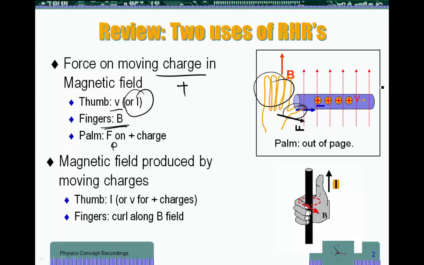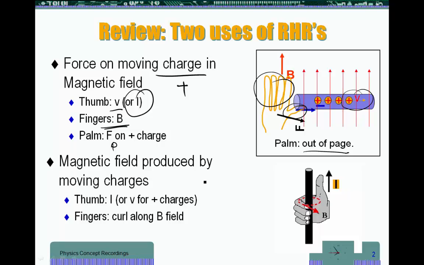Now, for example, what we have here in the picture, I have positive charges moving towards the right. We have the magnetic field upward, parallel to the page. So fingers are pointing up parallel to the page, thumb is pointing towards the right. Then the palm, using the right hand, is going to point out of the page, perpendicular to the screen.